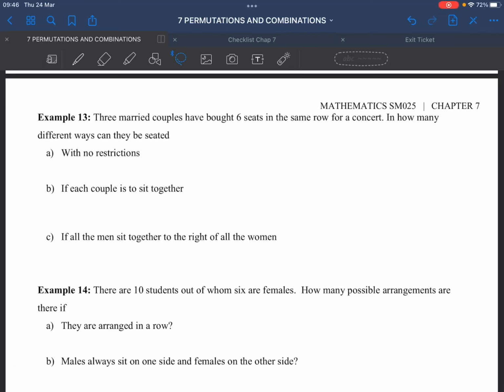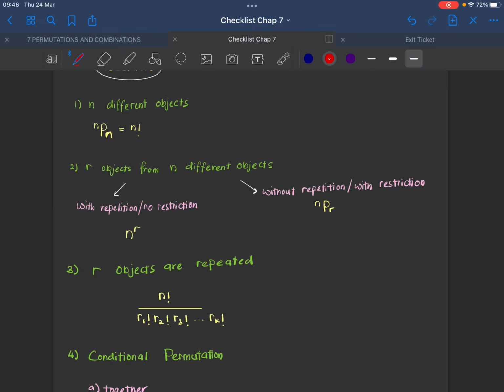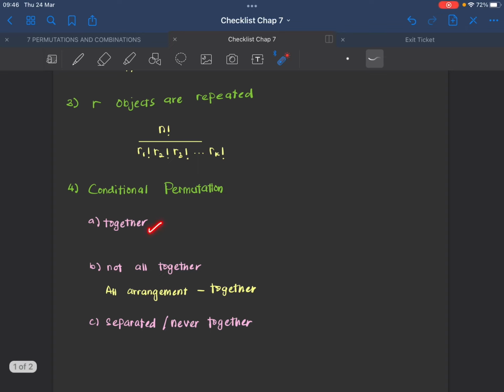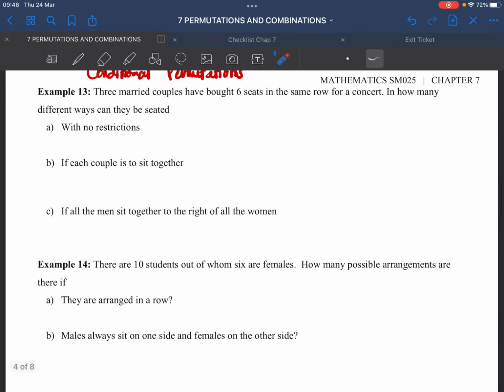Okay, so now let's continue with conditional permutation first. So this part is conditional permutation. What does it mean by conditional permutation? Obviously, there are conditions that the question wants. As you can see from the checklist here, we have 3 cases, which is together, not all together, and separated or never together. Okay, so let's see the first question here.